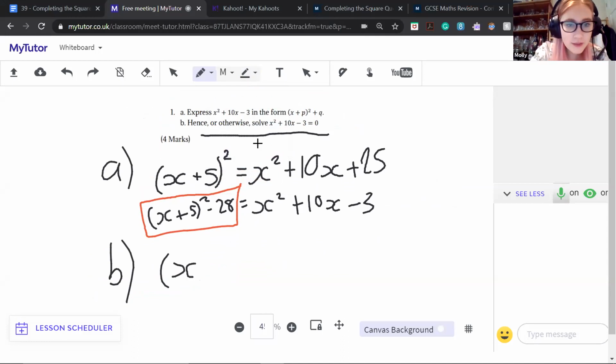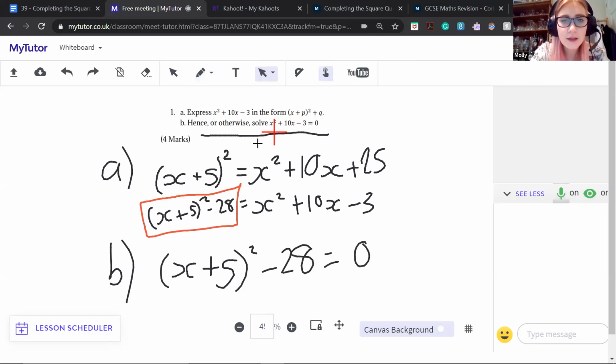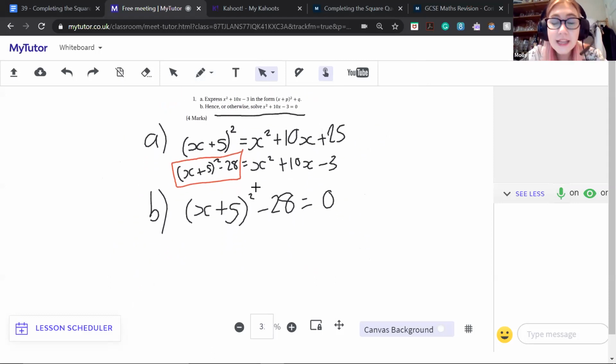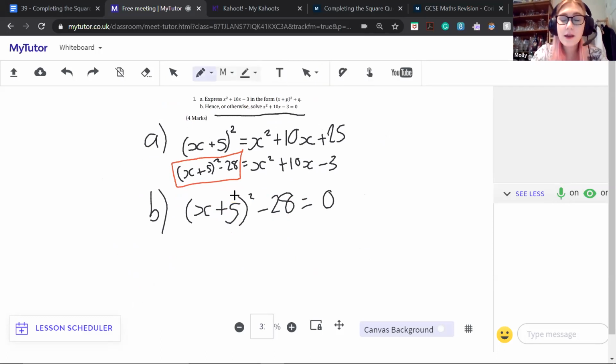So if we rewrite this as we've just worked out here, x plus 5 squared minus 28 equals 0. All I've done there is replace our quadratic with our completed the square form. It's the same thing, we've just proved that it's equivalent. Then we can do a really simple rearrangement, and it's the same every single time. We get rid of this constant, we square root, we get rid of this constant. I'll show you what I mean. First of all, we add 28 to both sides. Whatever that number is on the end, we're going to plus or minus that. Then we're going to square root both sides.